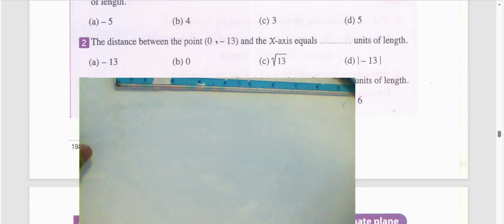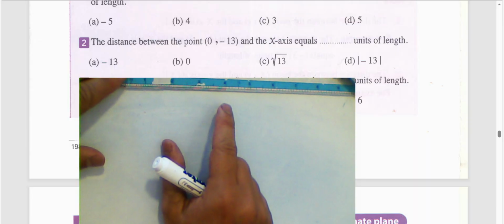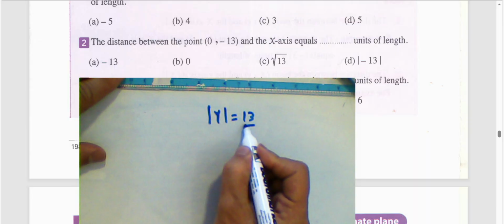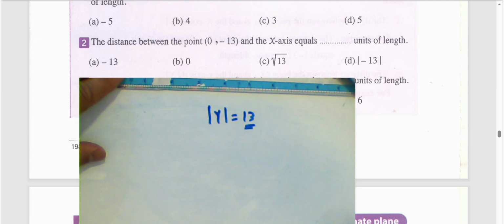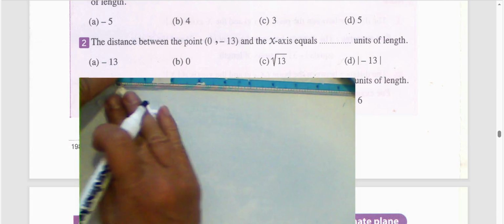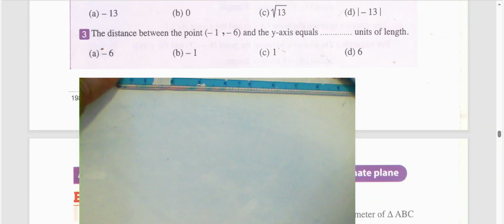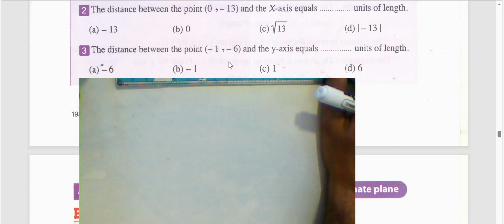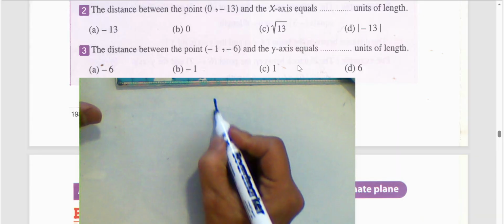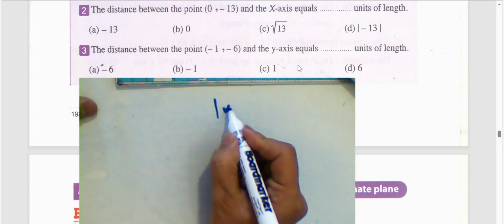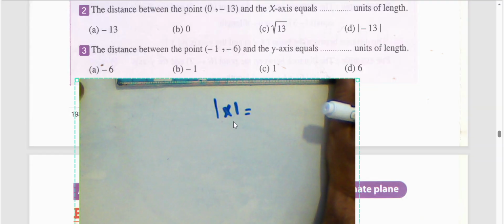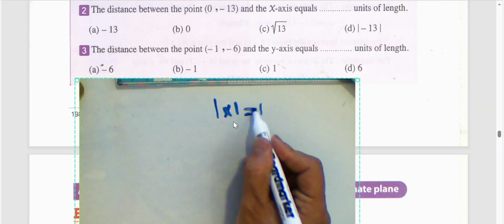Next question. The distance between (0, negative 13) and the x-axis, we take the absolute value of y, and the result will be 13 length unit. Choose letter D. The distance between the point (negative 1, negative 6) and the y-axis, we find the absolute value of x. The distance between the point and the y-axis is the absolute value of x, it will be 1 length unit.